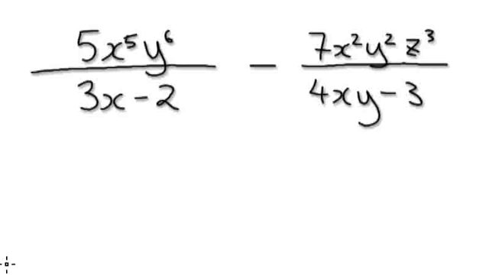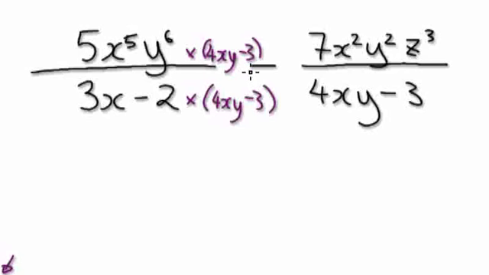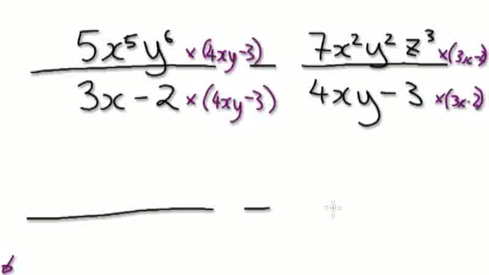So here, have another go. This one here. So press pause and have a go. Okay, so let's times top and bottom here by 4xy minus 3. Okay, so this 4xy minus 3, and then this here times top and bottom by 3x minus 2. Okay, 3x minus 2. So this will become, hang on, this fraction minus this fraction here.